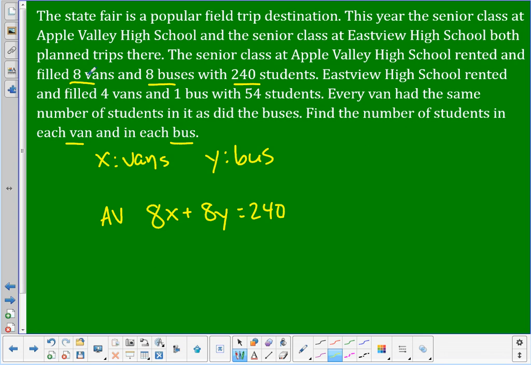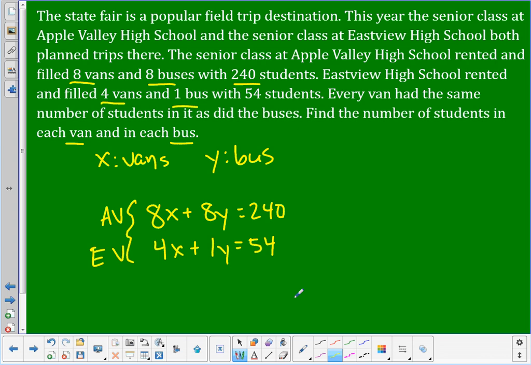Then Eastview rented and filled 4 vans and 1 bus. So for my Eastview equation, I have 4 times every van plus 1 times each bus is equal to 54 students. All right, that's my system. Now I got to solve. So you have a couple of choices. You have x's, y's, and equal signs and constants lined up here. So if you wanted to get opposite coefficients and solve that way, you could.